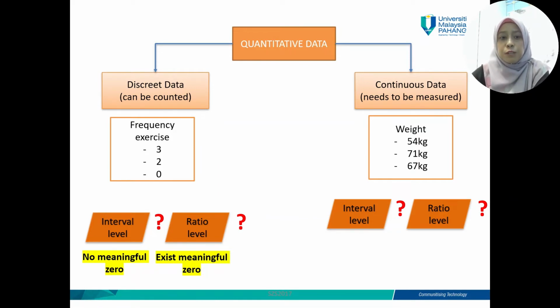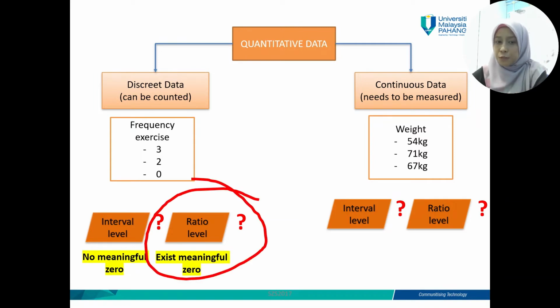What about data value 0? So this means that the person did not exercise at all. So the frequency of exercise is 0. This person doesn't exercise at all in a week. So the 0 brings meaning to the variable. It really means that no exercise. So it is a meaningful 0. So frequency is a quantitative discrete data with ratio level.